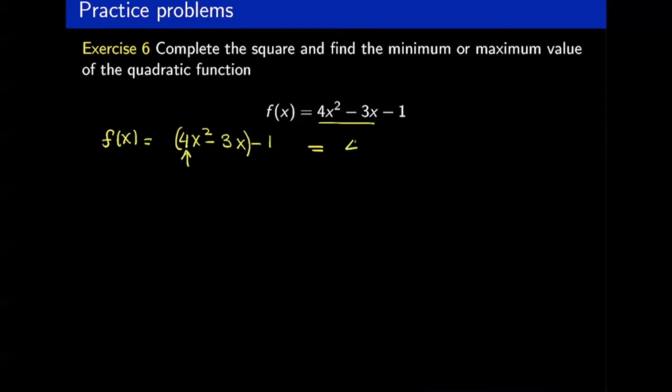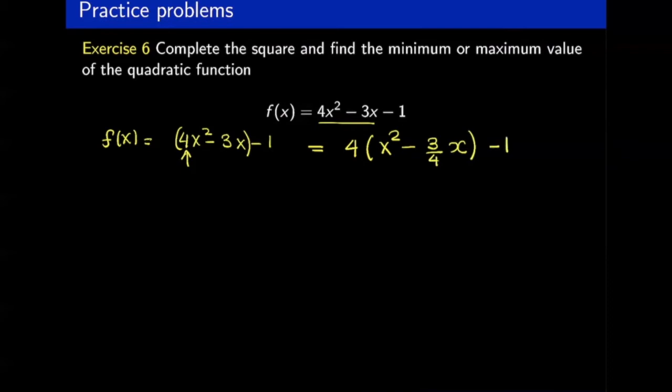So if I pull the 4 out from the parentheses, I'm going to get x squared. Since there is no 4 in the 3x, I have to divide by 4. So 3 divided by 4 times x, and then there is a negative 1.